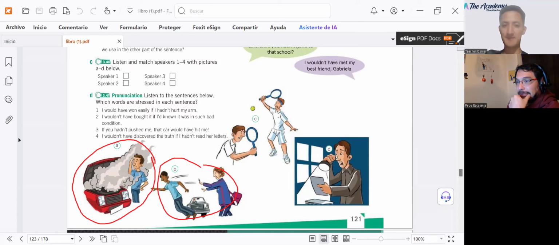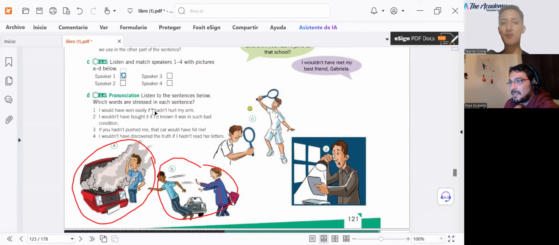Yeah, got it, Pepe. All right. So, speaker number 1, what is it? C. C, excellent. He was talking in third conditional about what happened to his arm, right? I would have won easily if I hadn't hurt my arm. Okay? Hurt is lesion, es lesión también. Injure, lesionar, herir, hurt.